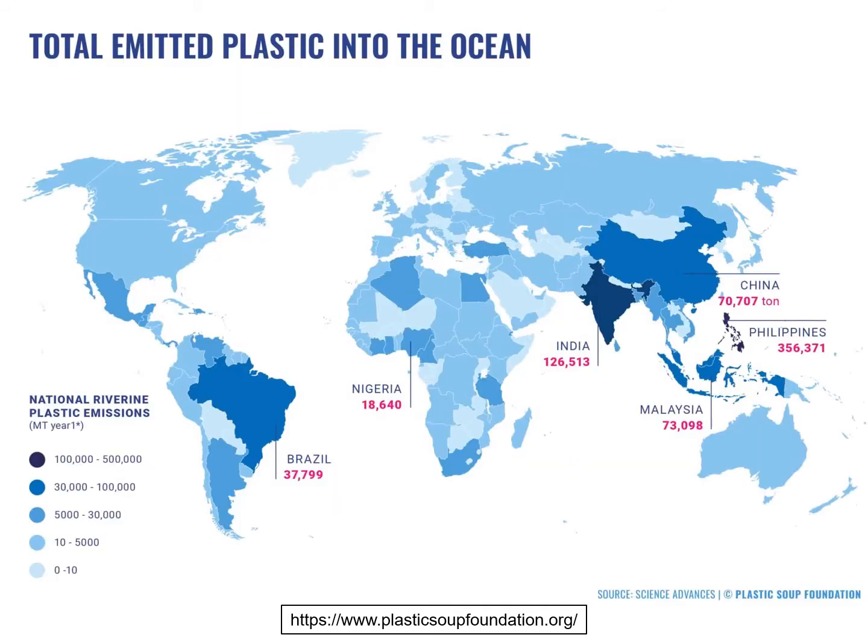This is a figure showing the countries of the world where total emitted plastic into the ocean has taken place, and it's looking at darker shades of blue where that would indicate you would have more millions of metric tons per year being polluting of plastic into the oceans.